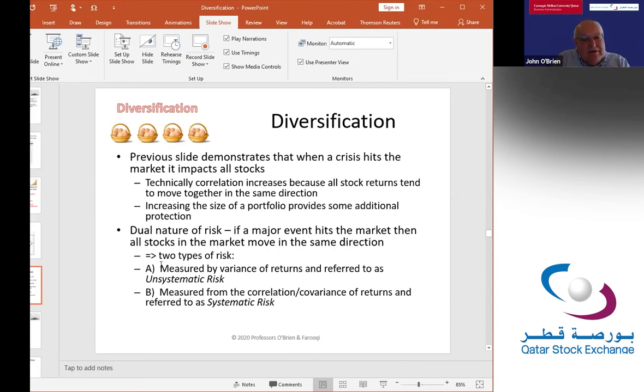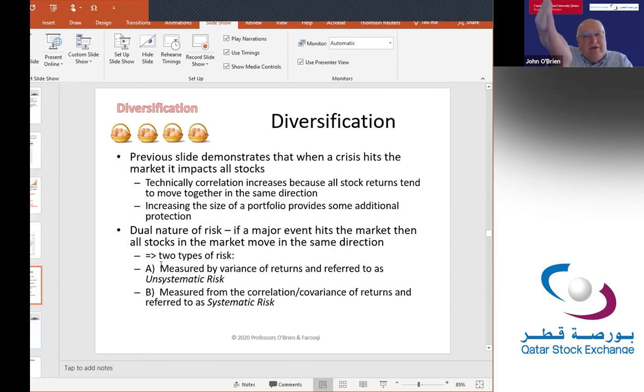And so now diversification suffers a little bit. So we have this dual nature of risk that we have to worry about. One type of risk is risk that we can handle nicely. That's unsystematic or firm-specific risk. The second type of risk we can't handle nicely. We're kind of stuck with it. And that's called systematic risk. And that arises because correlations of returns tend to move together.